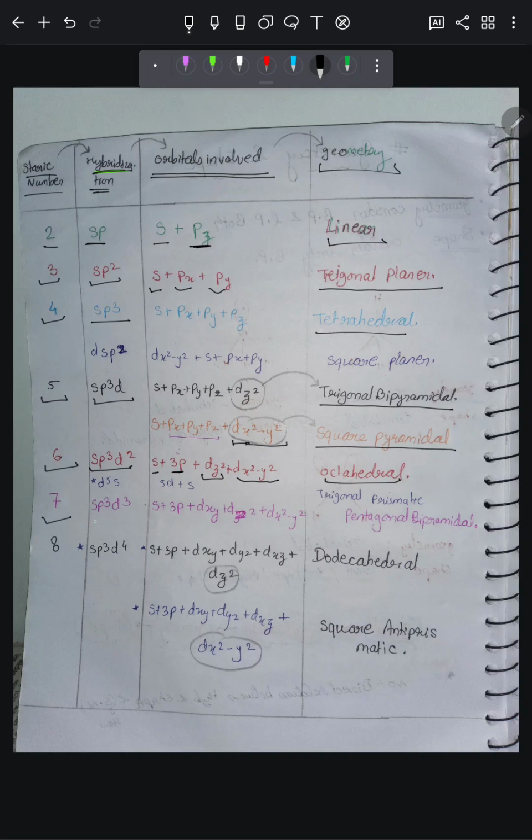And steric number 7 has sp3d3, steric number 8 has sp3d4, and these are all the orbitals involved, and their geometry will be: for steric number 7 and sp3d3, a pentagonal bipyramidal geometry, and for steric number 8 and sp3d4 hybridization, it has dodecahedral geometry, and for dz square and dx square minus y square, it has square antiprismatic as a geometry.